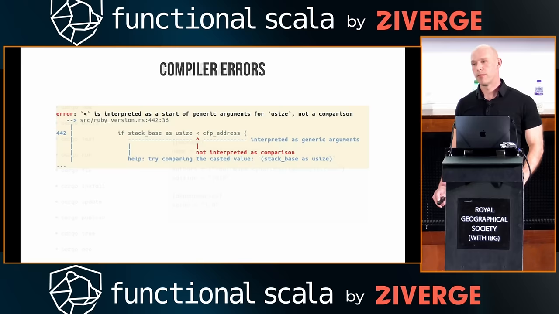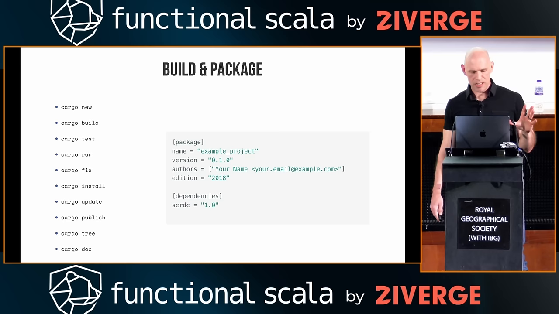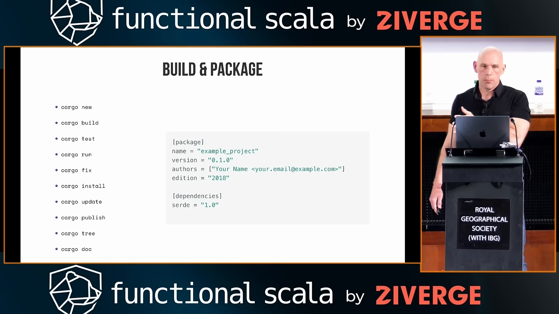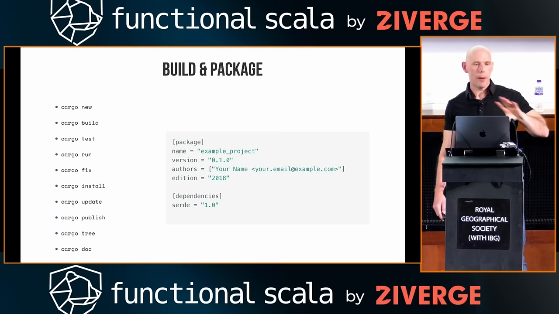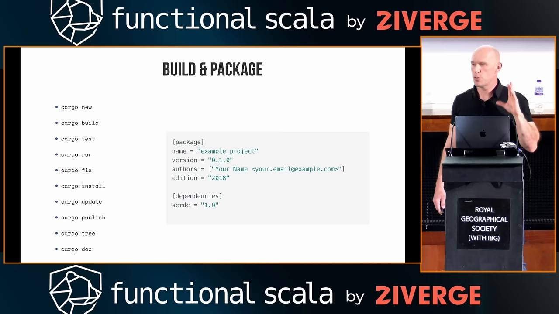Another amazing, absolutely amazing feature of Rust that I think Scala can learn from is its build and package management solution, which is called Cargo. Cargo bundles both the building with package management. And it works on those very simple TOML files that you saw. And inside this single command, it has new, and build, and test, and run, and fix up your linting problems, install this, update that dependency, publish something, view your dependencies as a tree, generate documentation, all of that stuff is baked in, you don't have to do anything. And it all works incredibly well, and it's a super fast tool, just blazing fast.